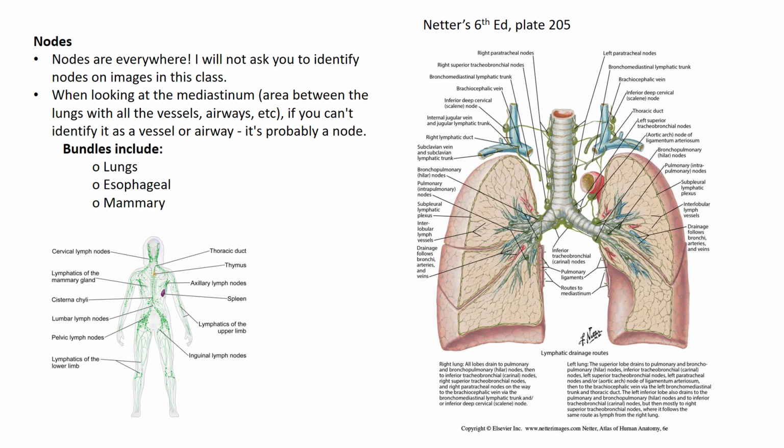They are everywhere. You won't be asked to identify them for this class. They're difficult to distinguish between nodes, vessels, or an airway sometimes. And so if you can't distinguish it as a vessel or an airway, it's probably a node. They sometimes do enlarge. On rare instances, they will enhance, but it's unusual for them to enhance. Some of the major bundles in the area that we are studying now are the lungs, the esophageal, and the mammary bundles.